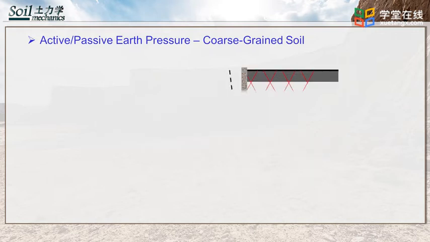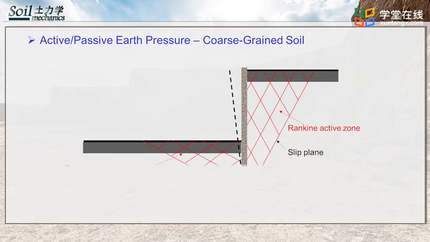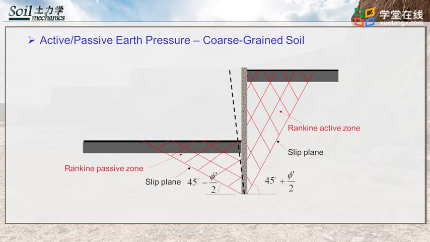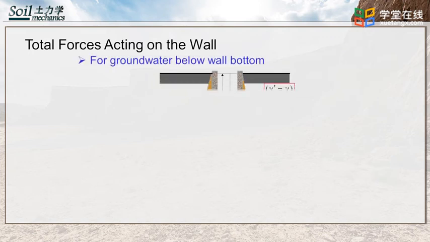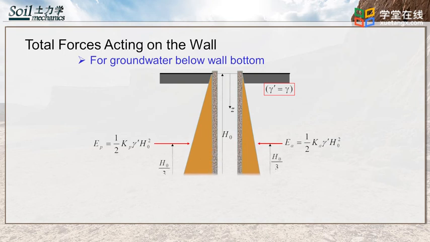This figure shows the movement of the wall. Where the wall moves away, there is an active zone. Where the wall moves towards, there is a passive zone. The slip planes for the two zones are different, with different angles to the horizontal. When calculating the total forces acting on the wall, we usually calculate the area of the pressure diagram, as shown in the figure with orange color.